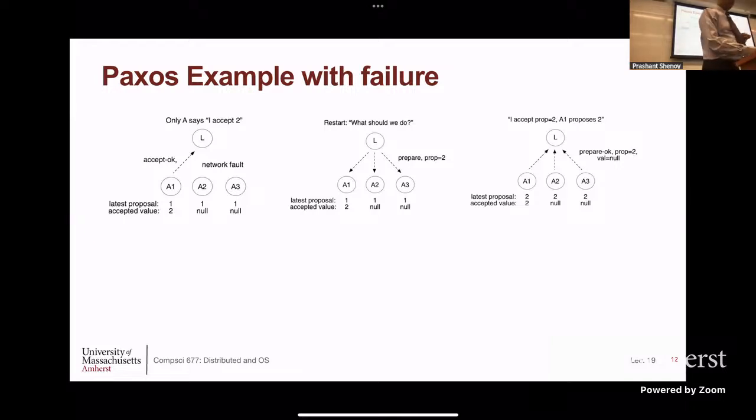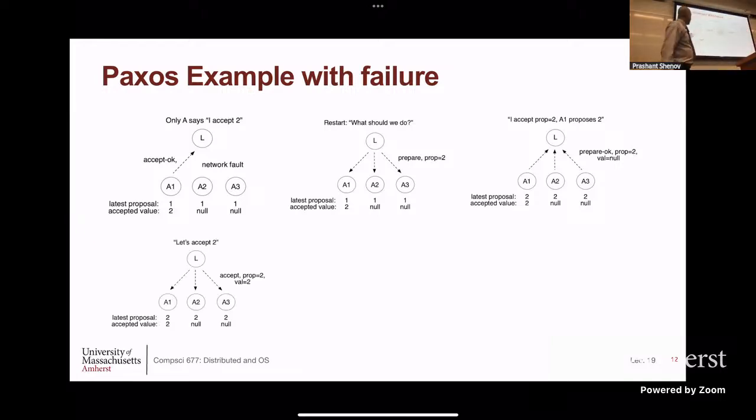Okay. So now the leader is going to get 2 from A1 and nulls from A2 and A3. You'll still pick 2. And then you'll say, let's accept 2, and it's going to send, here's round 2, let's accept 2. We'll send it to all of them. So in this case, let's say there are no failures, so they all get this request.